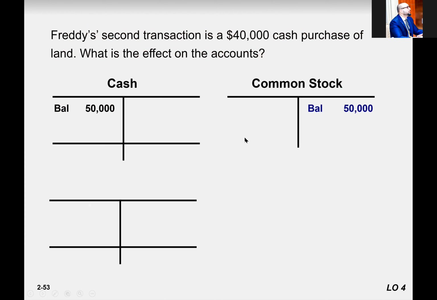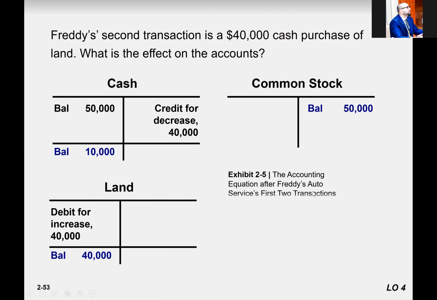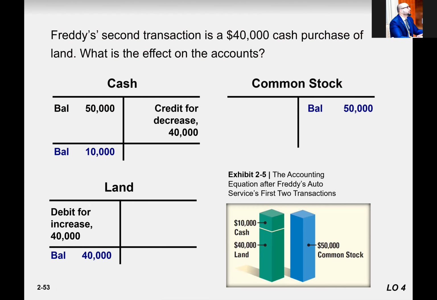And then there is another transaction, which is Freddie's second transaction: a 40,000 cash purchase of land. So the business purchases land, which means cash is going out. Cash is our asset, and it is going out from the business, which means the asset is decreased. When an asset is decreased, we record it on the credit side. That's why 40,000 will be recorded on the credit side. And we purchased land. Land is our asset. Asset increases, we record it on the debit side.